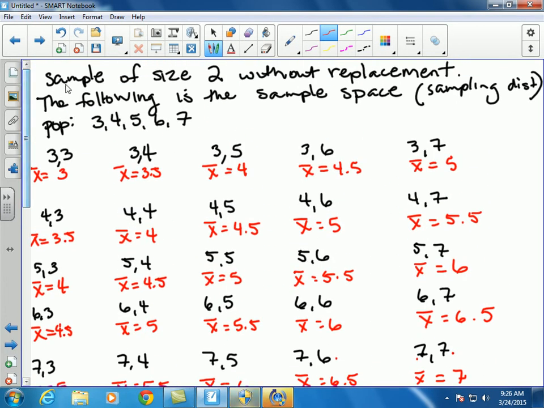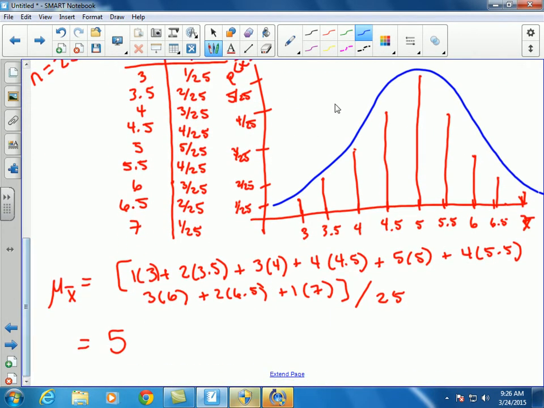The other thing to notice is that up here, in this population, if you find the average, the average is 3 plus 4 plus 5 plus 6 plus 7, and in this case you're going to divide by 5, and that number is also 5. So that is one part of what the theorem says. It says that the averages of the original distribution and the sampling distribution of the means are the same, and we found that. We found that they were both 5.